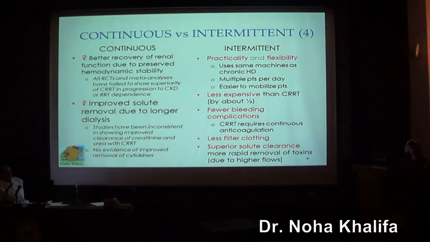Whereas intermittent is practical and flexible, you use the same machines, and you don't need expensive machines. We're talking about a cost that is half the cost of the continuous one. You have fewer bleeding complications, less filter clogging, and a better solute removal.